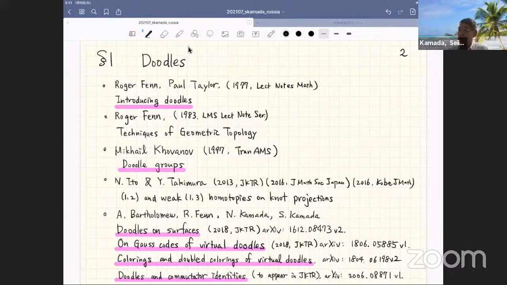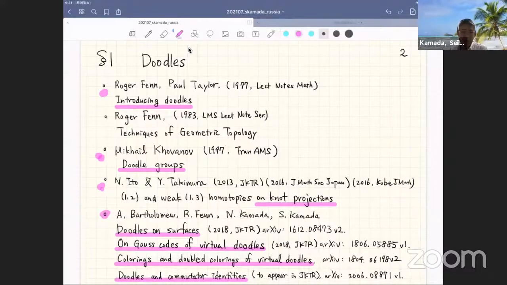Here is some history on doodles. First, Roger Fenn and Paul Taylor introduced the notion of doodles. Mikhail Khovanov discussed doodles and introduced the notion of doodle groups. And Ito and Taniyama discussed similar notions from the point of view of knot projections. And recently, Andrew Bartholomew, Roger Fenn, Naoko Kamada and myself have been studying doodles.